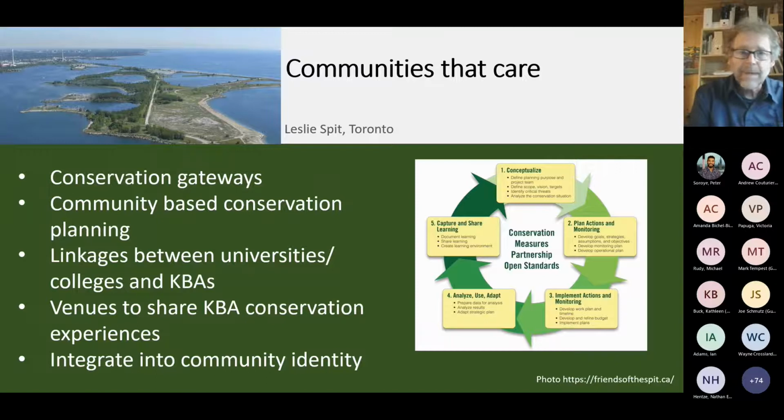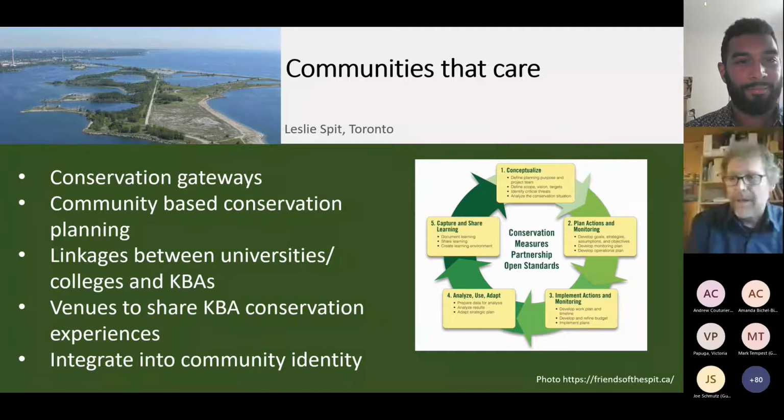One of the strengths of KBAs is that there is no conservation recipe, no management overlord. Approaches and actions can be tailored to the local needs and community values. This means that there will be hundreds of conservation experiments happening across the country, and we have the opportunity to share our successes and challenges and be informed and inspired by the actions of others.